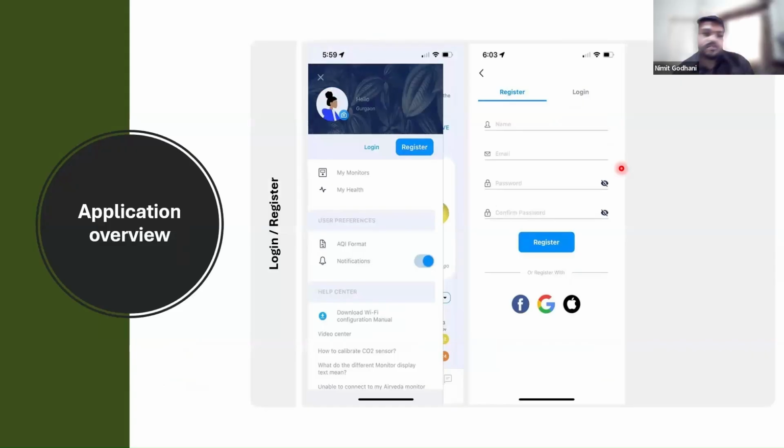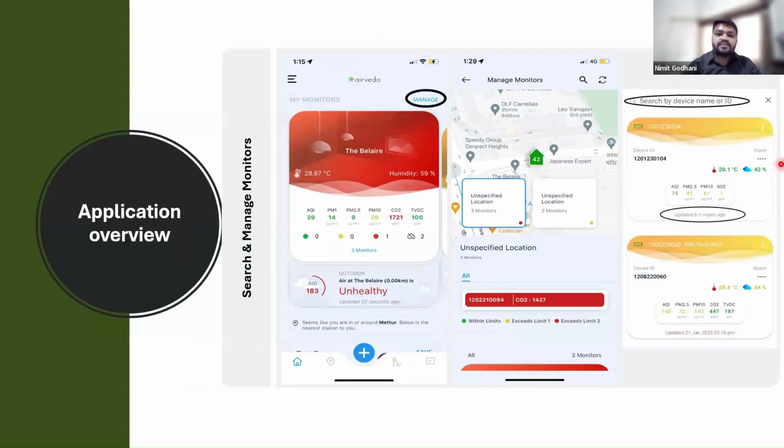So this is the overview of the application that they have developed. You can register with your email ID or login. Then you can manage your sensor from here. By adding under manage, you can add your sensor. When you purchase a sensor, they will give you a unique ID, like I showed you earlier, the same as the IMEI ID. You can add that here after the authentication.